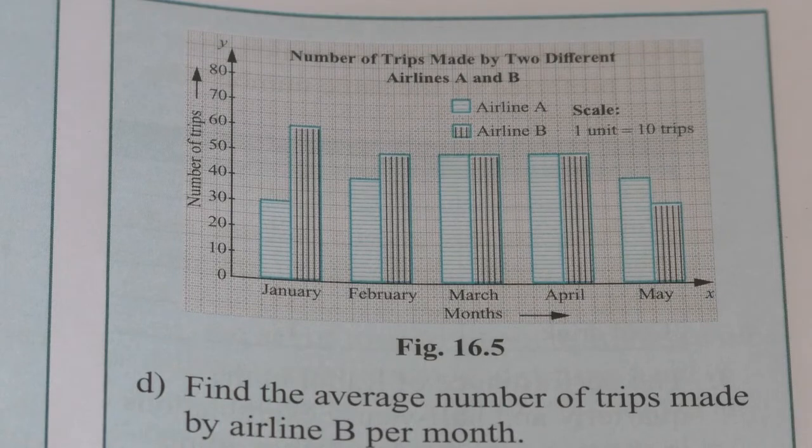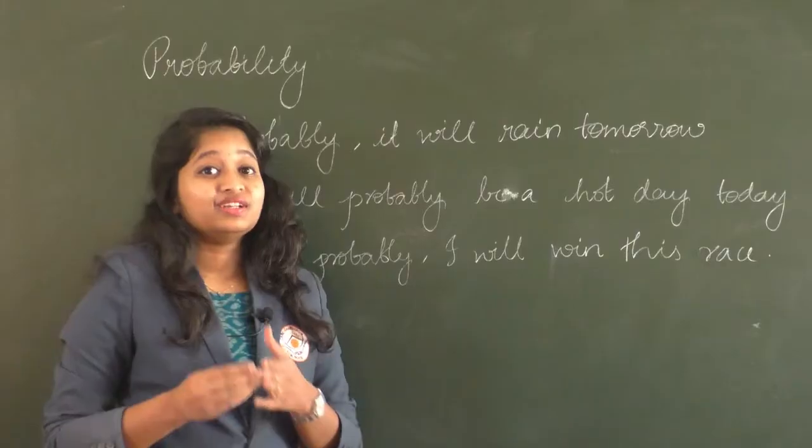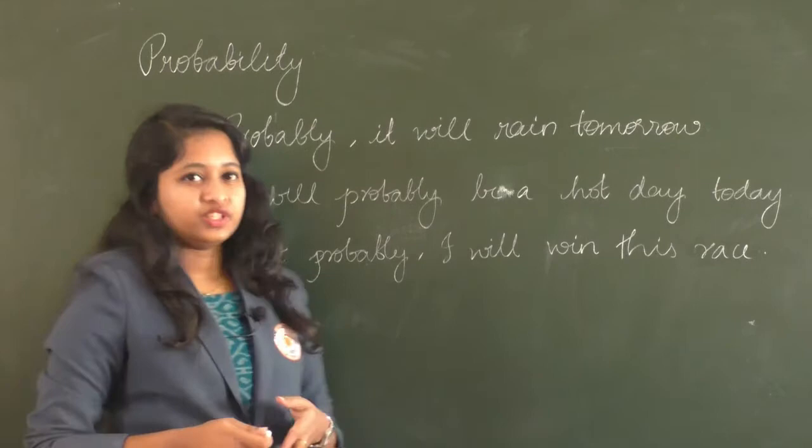The fourth question is, find the average number of trips made by airline B per month. The average number of trips made by airline B per month is equal to 240 divided by 5, which is 48 trips. Next, let's move on to probability.